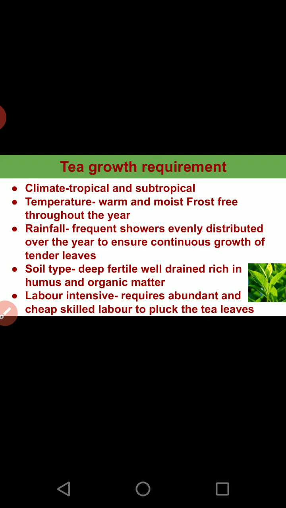Climate: tropical and subtropical type of climate, and in both regions it is grown in India. Temperature: it requires warm, not hot, just warm and moist. But it should not have frost, that is, it cannot bear cold weather, so it requires to be frost free throughout the year. Now rainfall. Frequent showers are required, evenly distributed over the year. Then only the tender leaves, that means the twigs, continuously keep on growing.